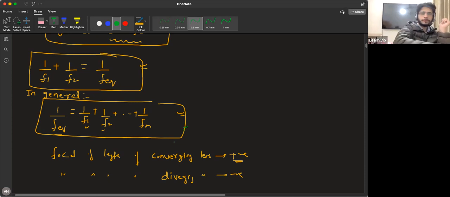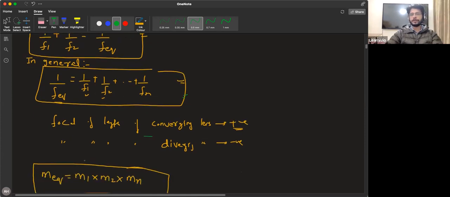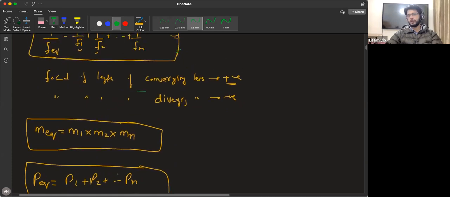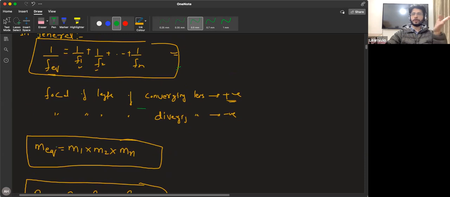Power is the inverse of focal length. So this 1 by f is the power of the lens. You can write that the equivalent power of the lens is P1 plus P2 plus Pn. Similarly, the equivalent magnification is the product of the magnification of individual lenses. So this is how we do.